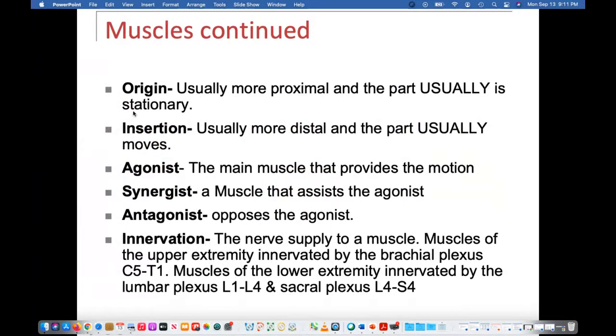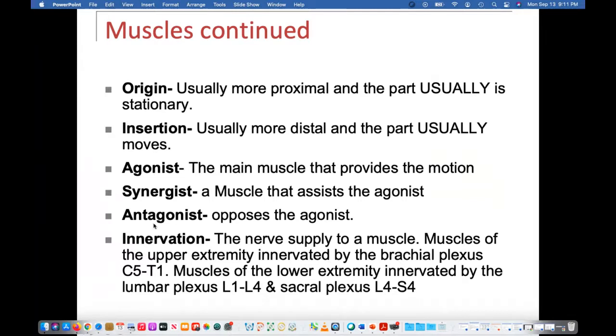Okay? So that's origin and insertion. These are where the muscles attach to the bone by way of tendons. Now, some muscles are named because there are 2 tendons, like bicep. Maybe it's 3 tendons, like tricep. So keep that in mind. Some muscles are named by the number of tendons.